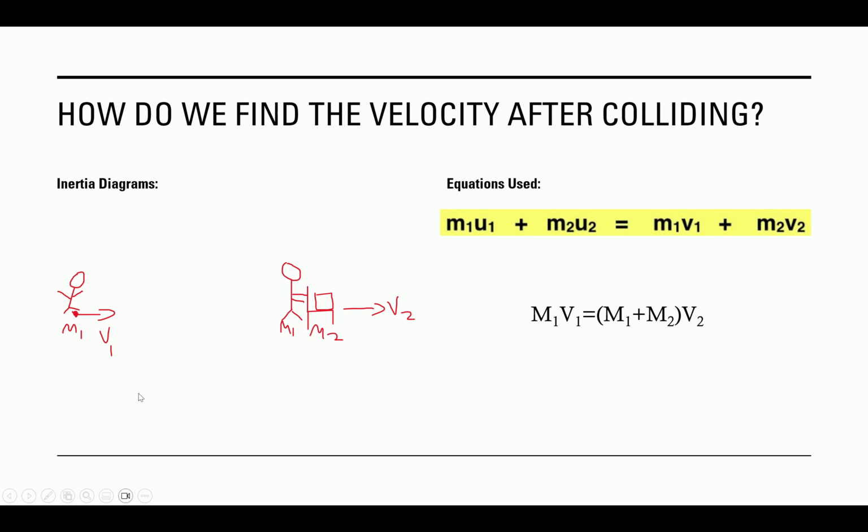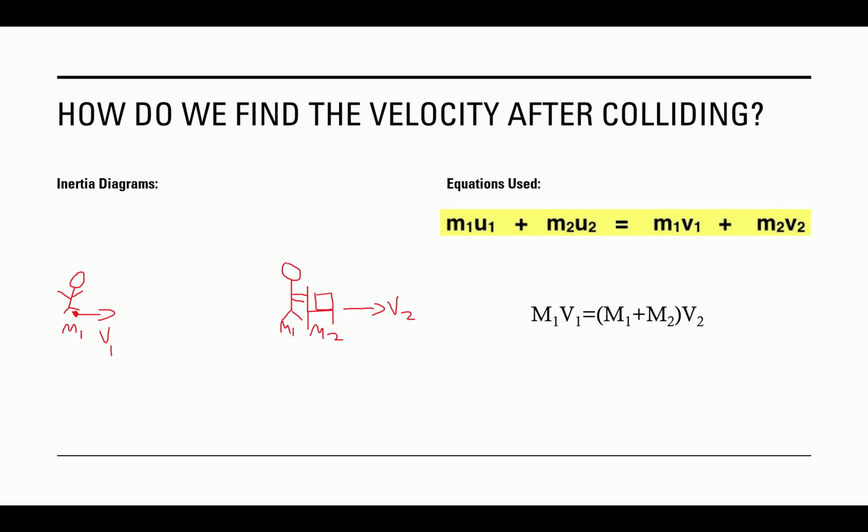Here we can look at our inertia diagrams. First, before the collision, I am moving by myself with my mass 1 at a velocity 1. Then after the collision, I am moving together with mass 2 at a new velocity v2. We can use the conservation of momentum equation, which states that m1u1 plus m2u2 is equal to m1v1 plus m2v2. Now the good news is that we can greatly simplify this equation.